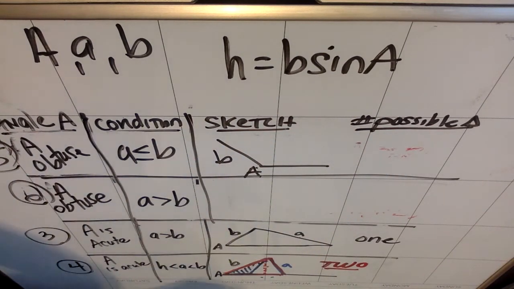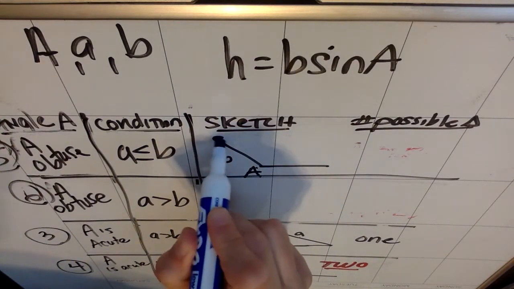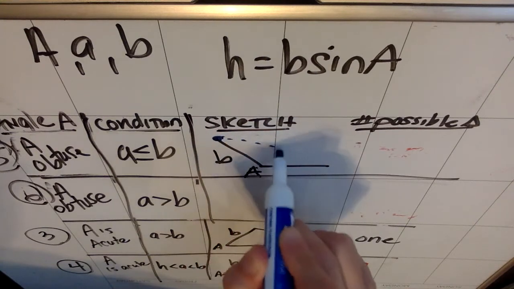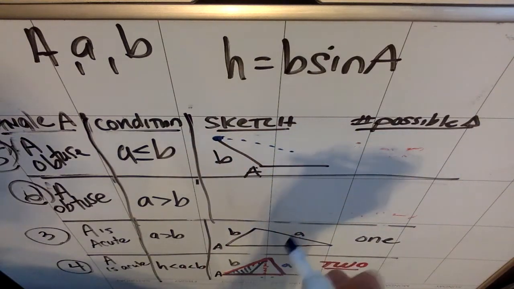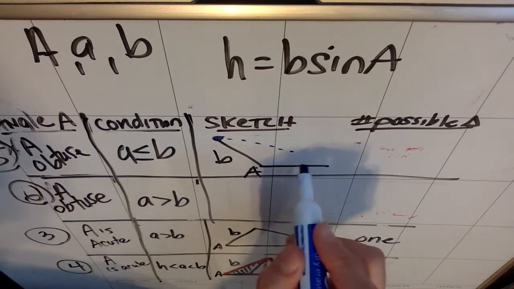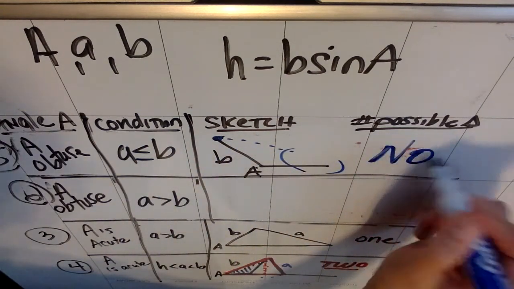If A is smaller than B, you can see that I need to get A from here back to this line. Well, if we measure, B is this long. A is supposed to be shorter than that, and you can see that even if it was the same length, it's either shorter than or equal to that. There's no way that it reaches, so there's no triangle.